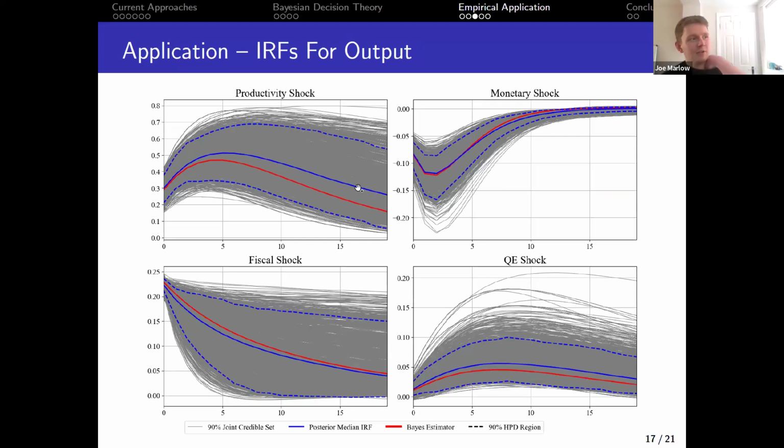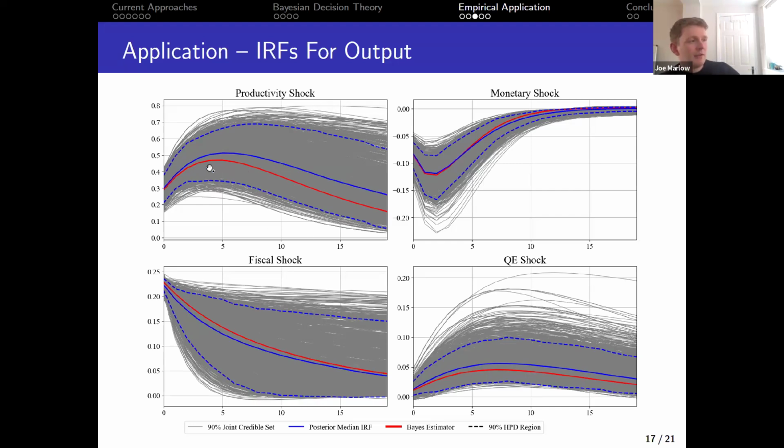It's what Smets and Wouters do, and because of that, it's what most people use as the central tendency for impulse responses. The red line is the Bayes estimator, so this is under the Euclidean norm loss. Dashed blue lines are the 90% highest posterior density interval calculated on a pointwise basis. And these gray lines are our visual representation of our 90% joint credible set.